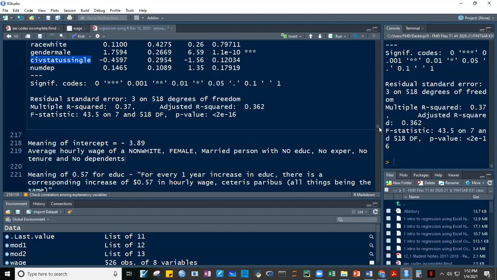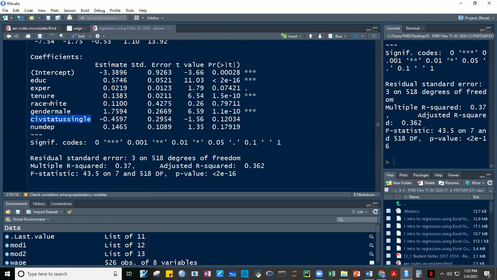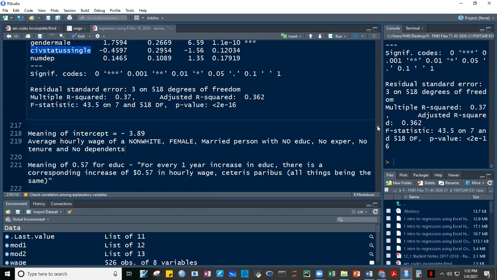Okay? So we zeroed this out. When this is zero, again guys, non-white. When this is zero, female. When this is zero, married. Who does not have any years of education, zero experience, zero tenure, and zero number of dependents. Okay? So that is what negative 3.89 means.